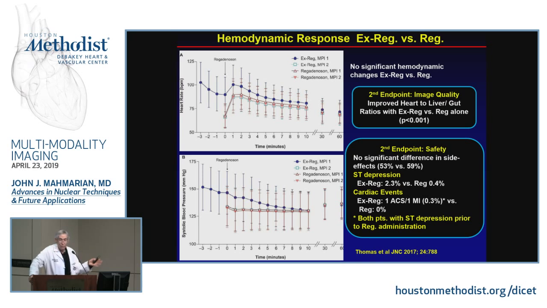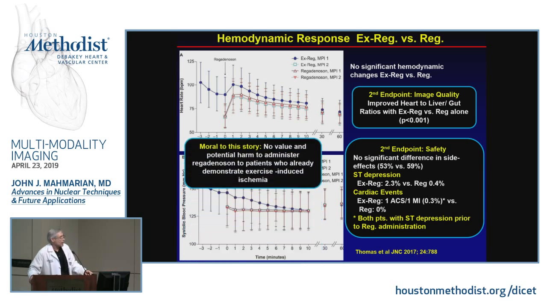Now, what's interesting about these 2 patients is that they already demonstrated significant ischemia on the treadmill with ST segment depression of like 1 to 2 millimeters, and yet were still given regadenoson. So the moral to that story is that there's no value and potential harm to administer regadenoson to patients who already have ischemia. It makes no sense at all. I mean, if someone's having ischemia on the treadmill and they're submaximal, inject the radiotracer and be done with it. Don't give regadenoson to those kind of patients.